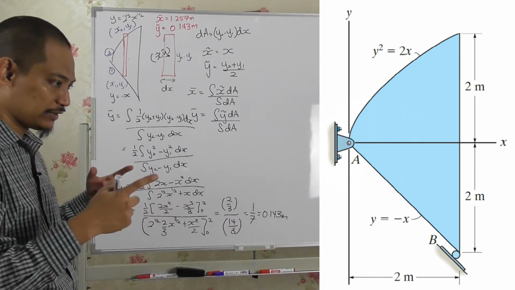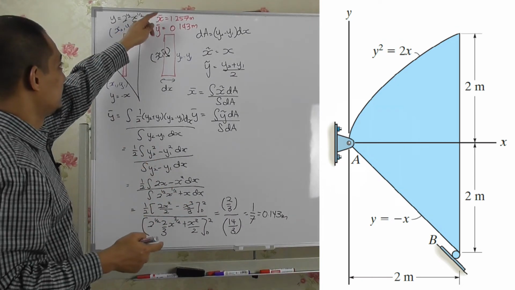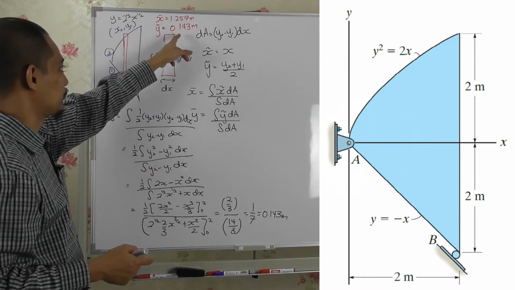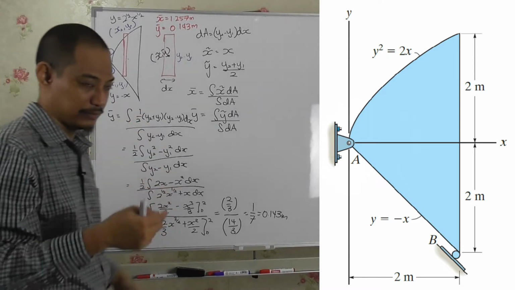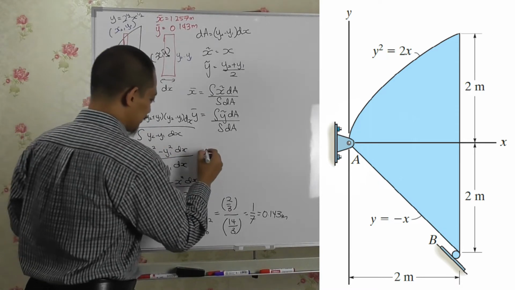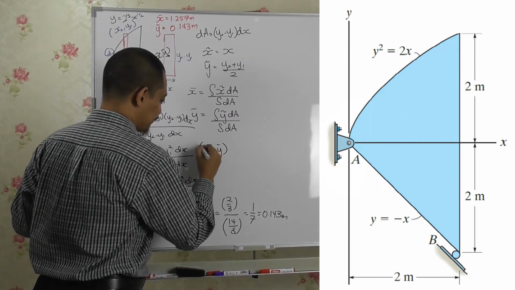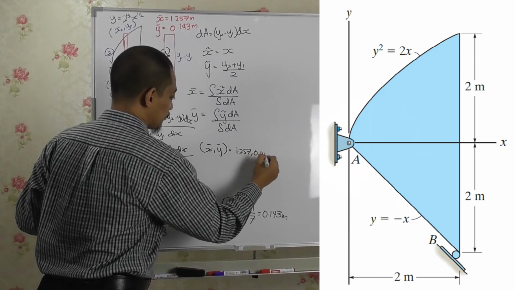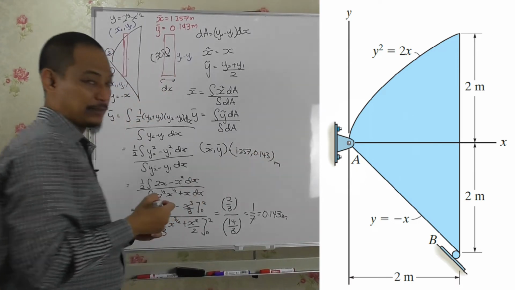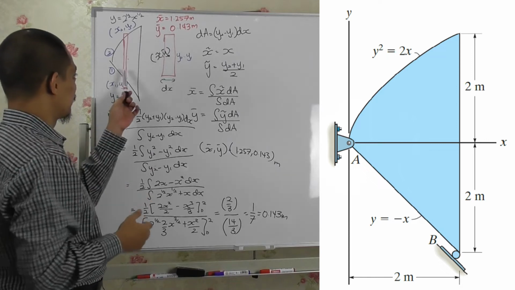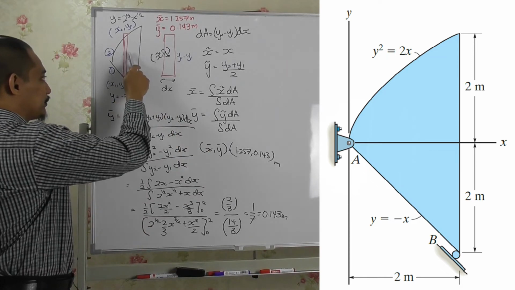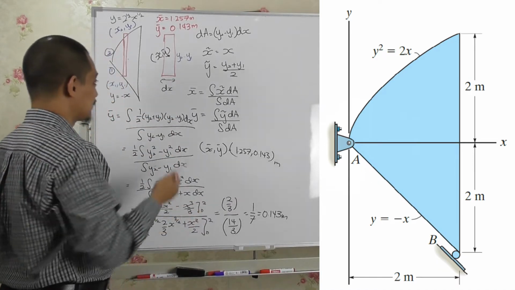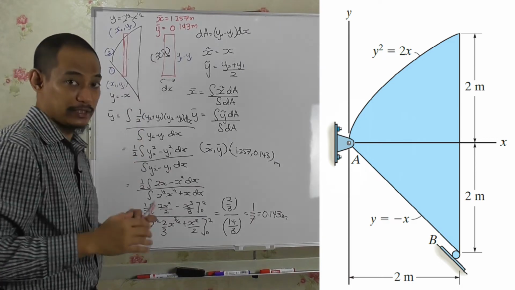So what is the coordinate? The x bar, y bar coordinate will be 1.257, 0.143 meter. That's the location. However, to draw the free body diagram, we have known the coordinate of the center of gravity or center of mass, but the value of the weight itself is not yet determined.